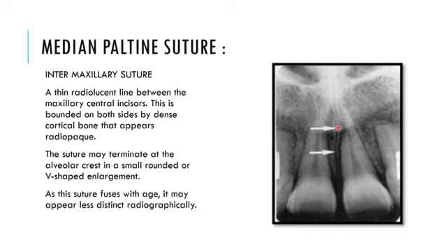So next is the median palatine suture, also called the intermaxillary suture. This is a thin radiolucent line which is seen between the maxillary central incisors. It is bounded on both sides by dense cortical bone that appears radiopaque. Can you see a thin radiolucent line here? On either side of it you have an opaque line that is due to the cortical bone. The suture may terminate at the alveolar crest in a small rounded or V-shaped enlargement, and this suture fuses with age, so it may appear less distinctly in the radiograph.